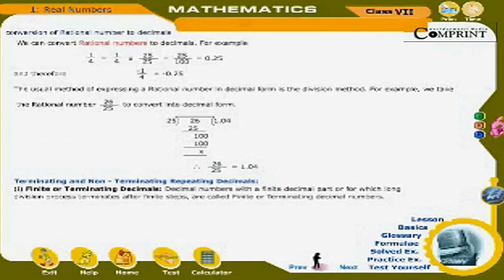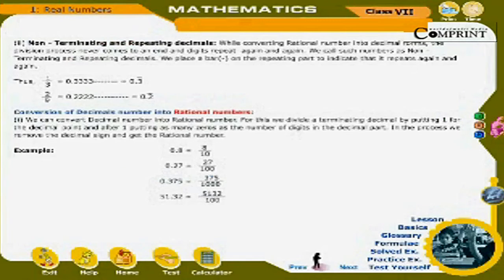Terminating and non-terminating repeating decimals. 1. Finite or terminating decimals. Decimal numbers with a finite decimal part, or for which the long division process terminates after finite steps, are called finite or terminating decimal numbers.